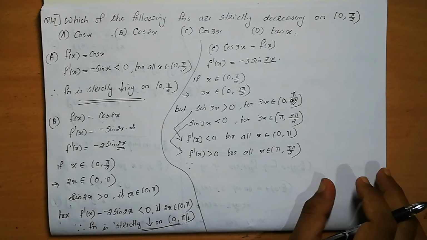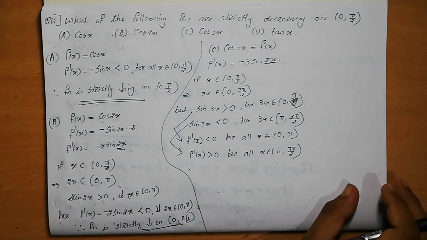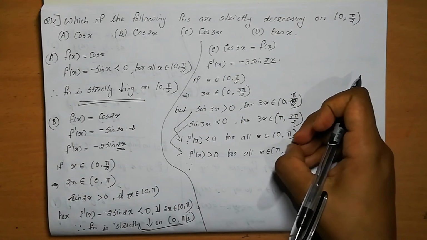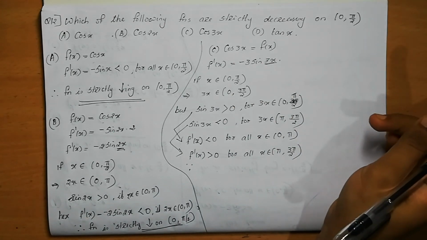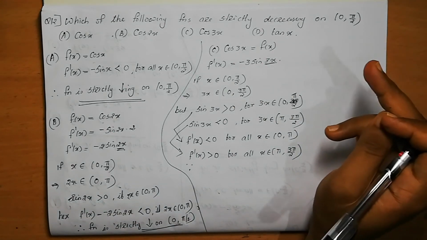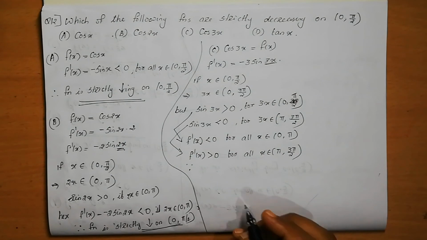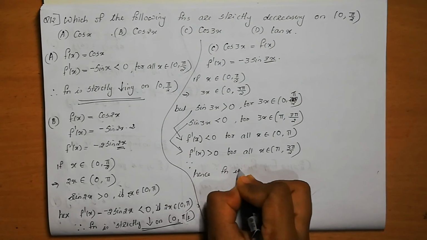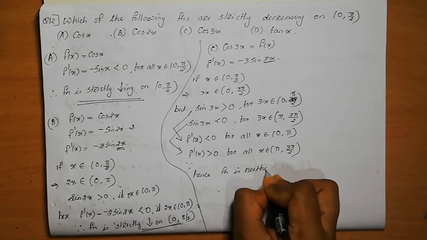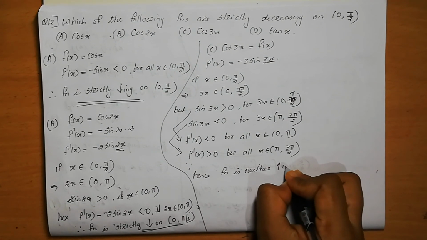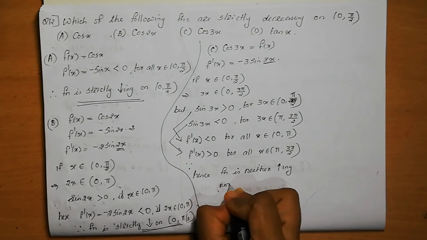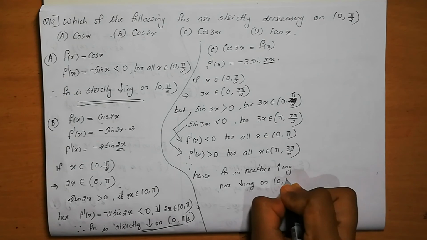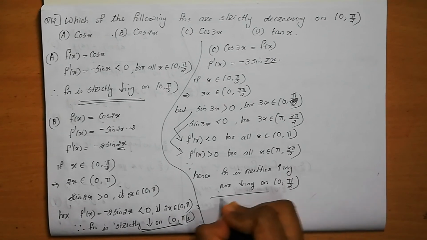In one interval the function is increasing, in another interval the function is decreasing. So what we can conclude? In between the interval 0 to 3 pi by 2 or the given interval 0 to pi by 2 we are considering means what will happen? The function is neither increasing nor decreasing, we can write. Hence the function is neither increasing nor decreasing on 0 to pi by 2 we can conclude.